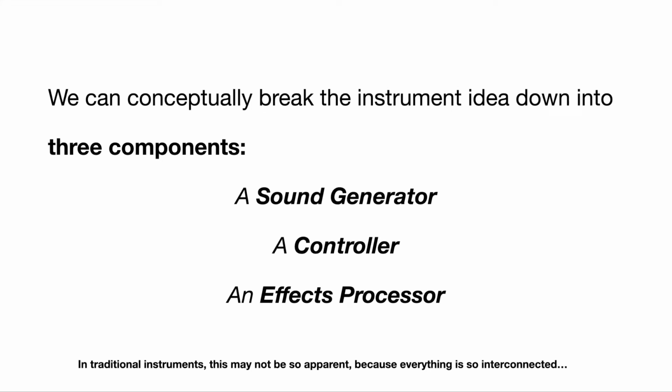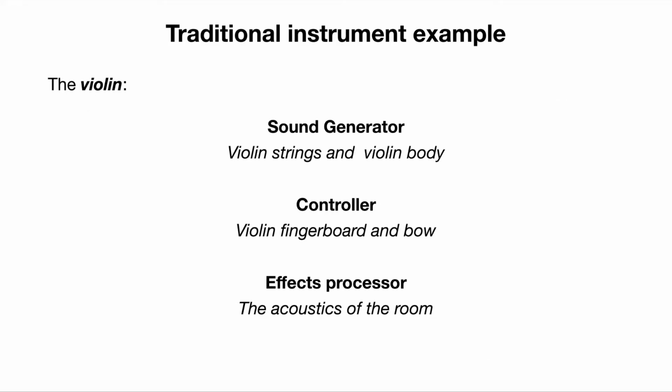If we think of an instrument, then that instrument breaks down into three components: something that generates the sound, some way of controlling that sound that's generated, and often something which will take that sound and change it in some way. Let's use the violin as an example. So the sound generator is the strings which are stretched over the resonating body. The controller is the fingerboard, which enables us to change the length of the string, and the bow, which enables us to shape the sound.